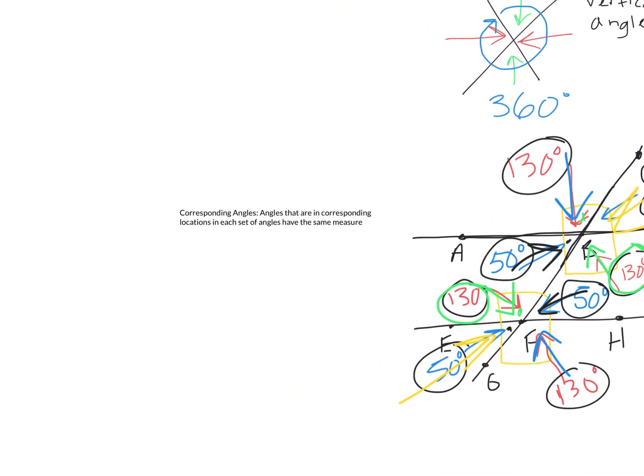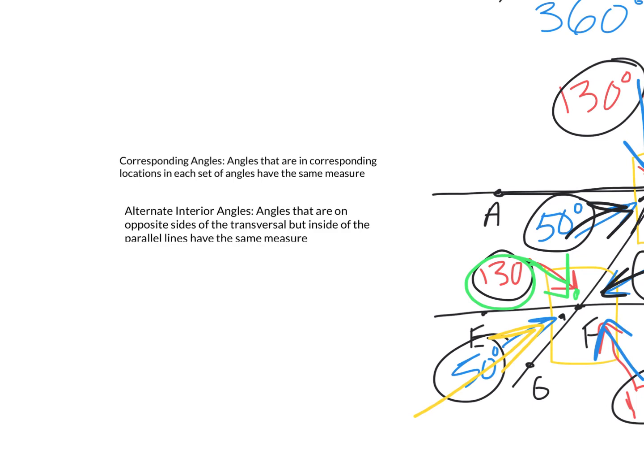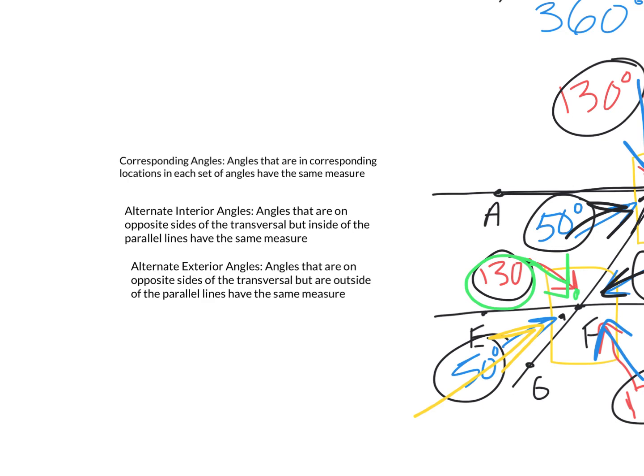So let's move back over here, and we'll say alternate interior angles are angles that are on opposite sides of the transversal, but inside of the parallel lines, and they have the same measure. And then alternate exterior angles are angles that are on opposite sides of the transversal, but are outside of the parallel lines, and they have the same measure. So we know corresponding angles, we know alternate interior angles, we know alternate exterior angles. And these are fancy ways of all saying the same thing, that angles in certain positions when parallel lines are cut by a transversal are equal to each other.